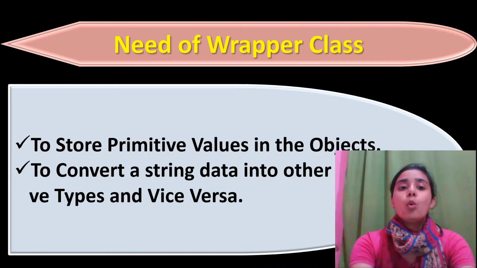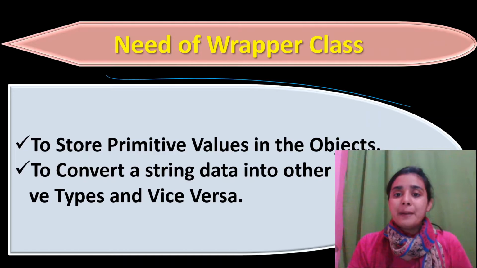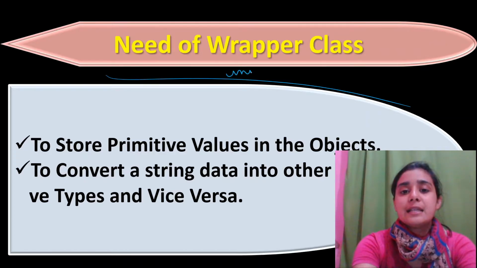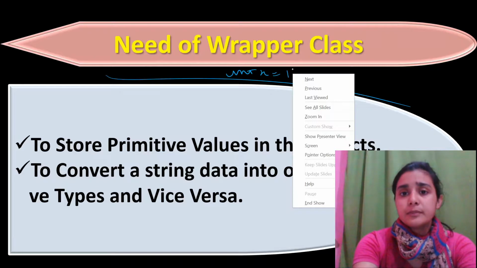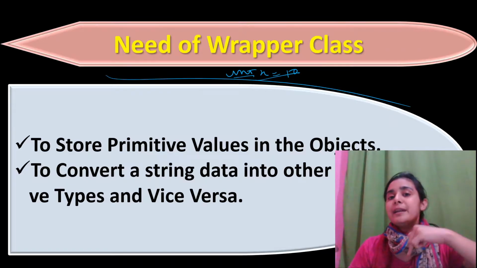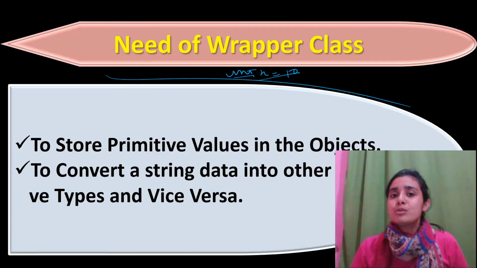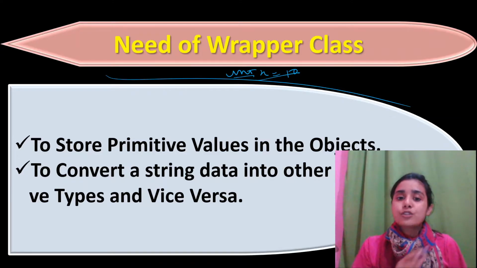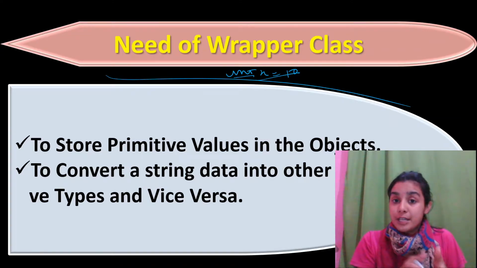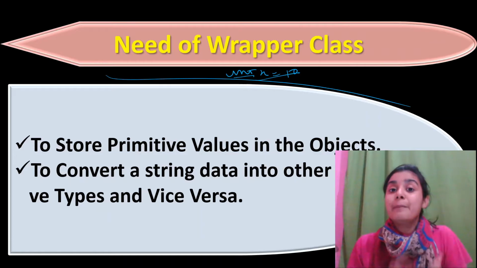If I ask what's the need of the wrapper class? We use the wrapper class if we want to store the primitive value in an object. If I have an integer x equal to 10, this is my primitive. Now this 10 is a primitive data type, and I want to convert it into an object. For that, I will simply use the wrapper class. It also works to convert string data into another primitive data type and vice versa. So this is the main need of that.